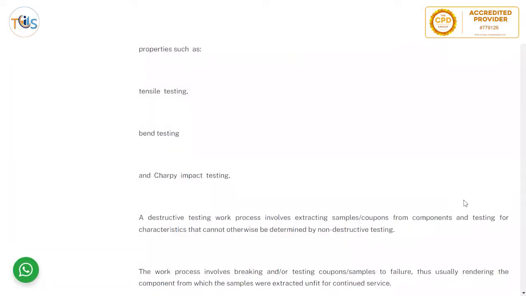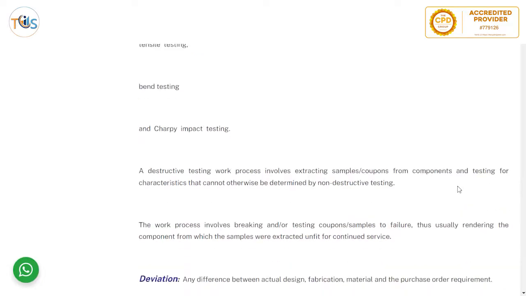Destructive testing: testing the metallic samples destructively in order to determine their mechanical properties. It can be tensile test, bend test, and Charpy impact test. There are also other tests that are termed under the testing group, such as hydro-pneumatic test and leak test, that are non-destructive.